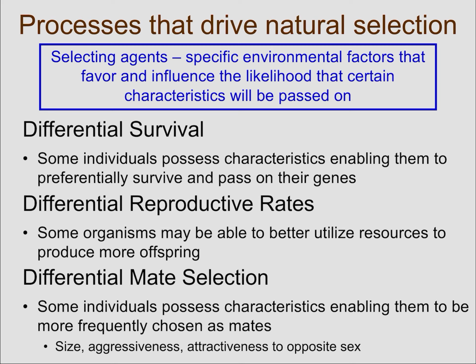Differential mate selection. Some individuals possess characteristics enabling them to be more frequently chosen as mates. So this is size, aggressiveness, attractiveness. It's why male birds will have pretty colorful feathers and the female bird of that species will usually be brown and not colorful, because it's the male's job to attract the female for reproduction. So that's a differential in mate selection.